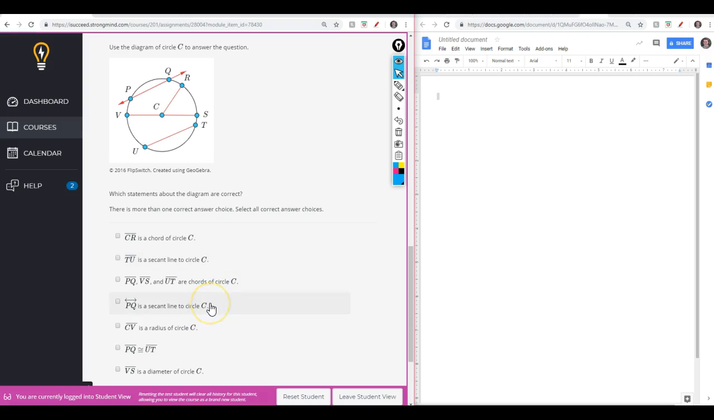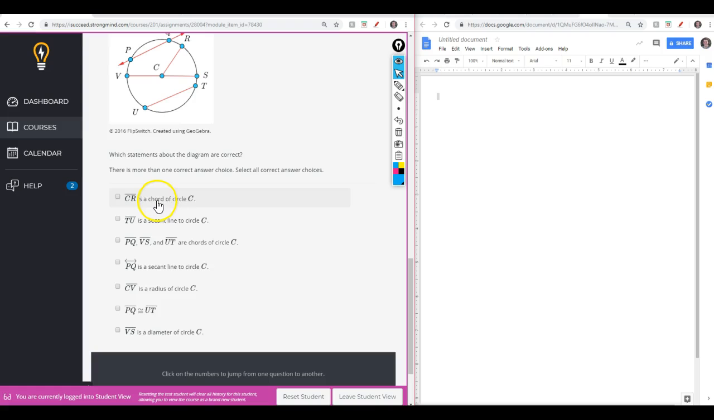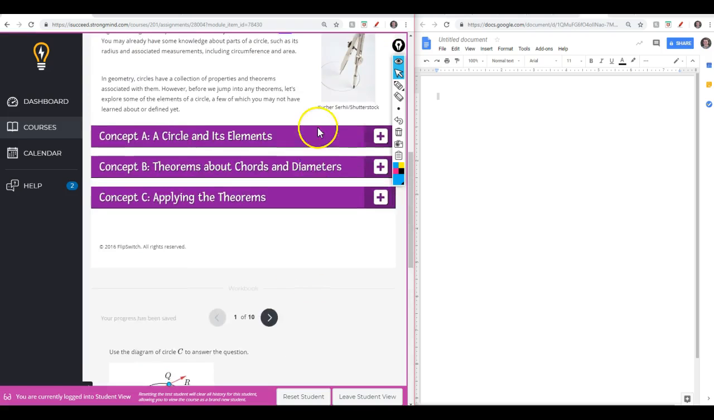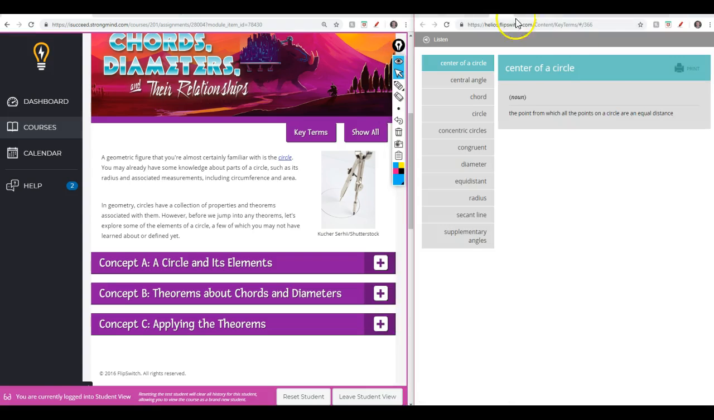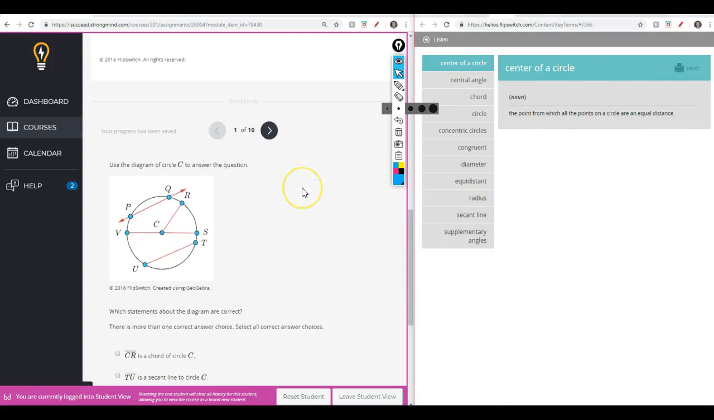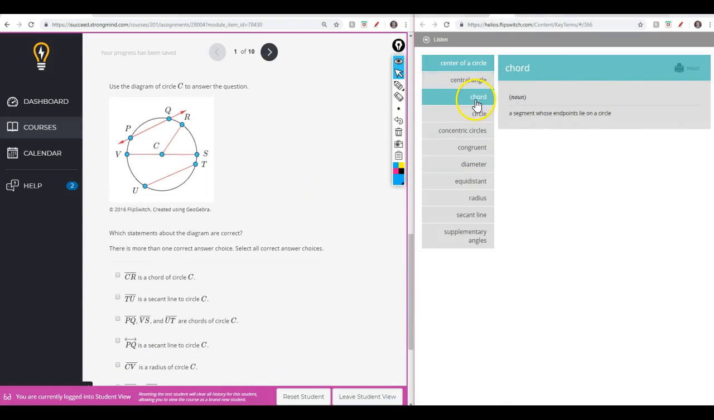So I'm looking through here and I'm noticing there's the keywords chord, secant, radius, and diameter. If I didn't know what those were, I'd go up to key terms, split screens with it, and go back to the question. I would first select chord, a segment whose endpoints lie on the circle. So then I would go back and notice that P and Q could be a segment, depends on how it's written.